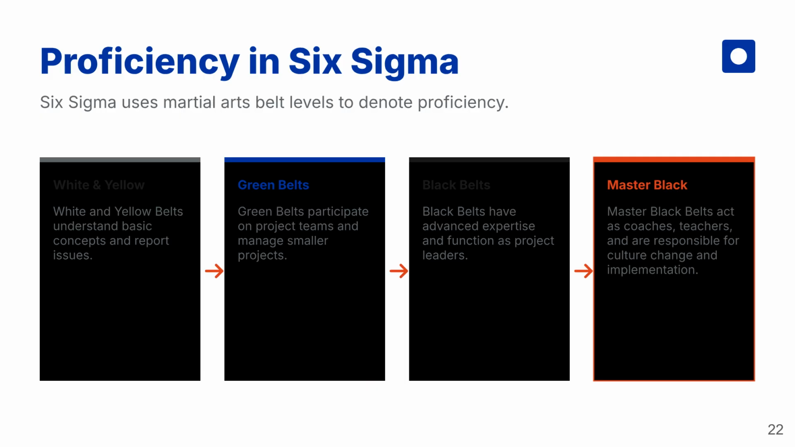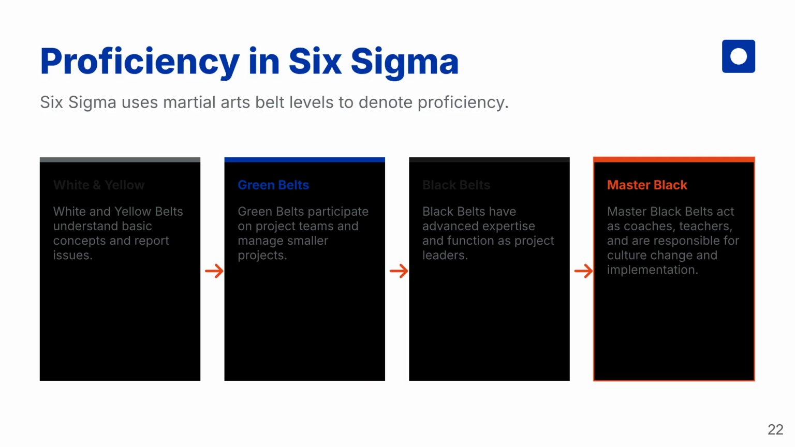The first level includes white belt and yellow belt professionals. They understand the basic concepts of Six Sigma and contribute by identifying problems, supporting improvement activities, and reporting quality issues. Although they do not usually lead projects, they play an important role by participating in improvement initiatives within their teams.